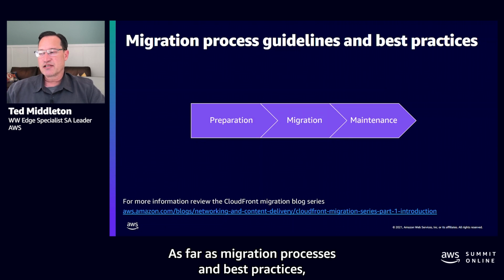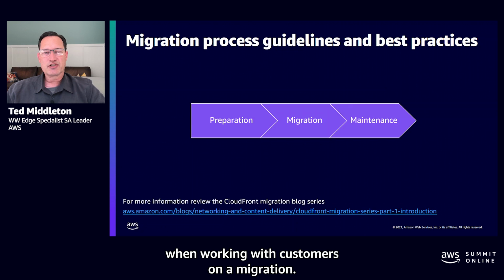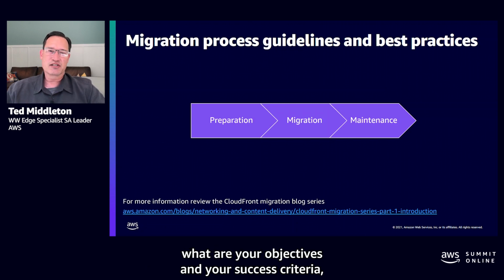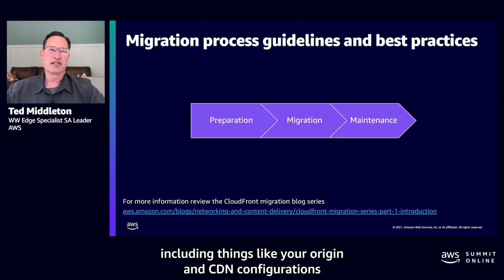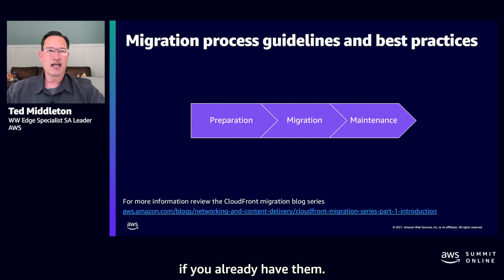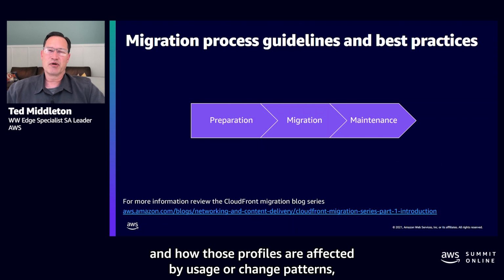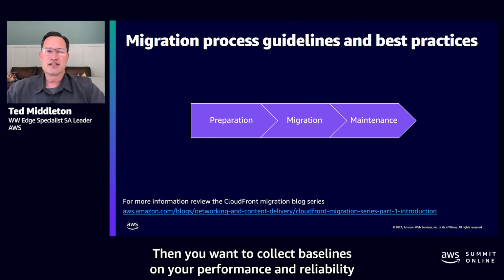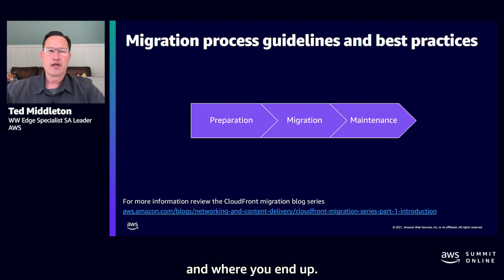As far as migration processes and best practices, there's 3 phases we commonly think through when working with customers on a migration. The first is preparation. So this is important in understanding what are your objectives and your success criteria and how are you going to measure those. You want to document your current state, including things like your origin and CDN configurations if you already have them. Understand your different content and usage profiles and how those profiles are affected by usage or change patterns, how often content is updated, things like that. And then you want to collect baselines on your performance and reliability so that you can understand where you're coming from and where you end up.